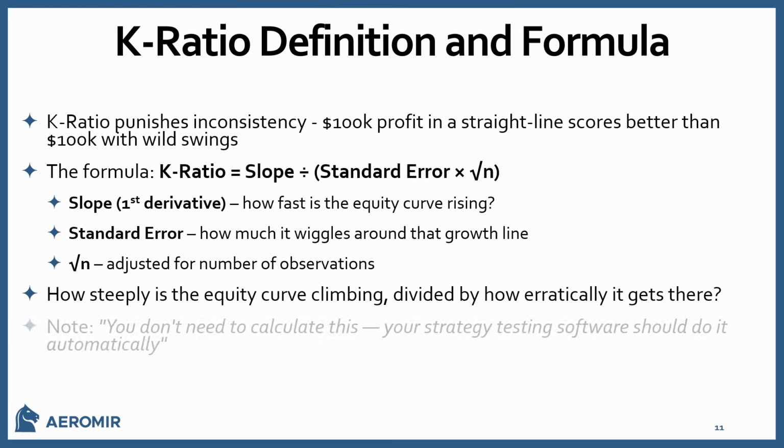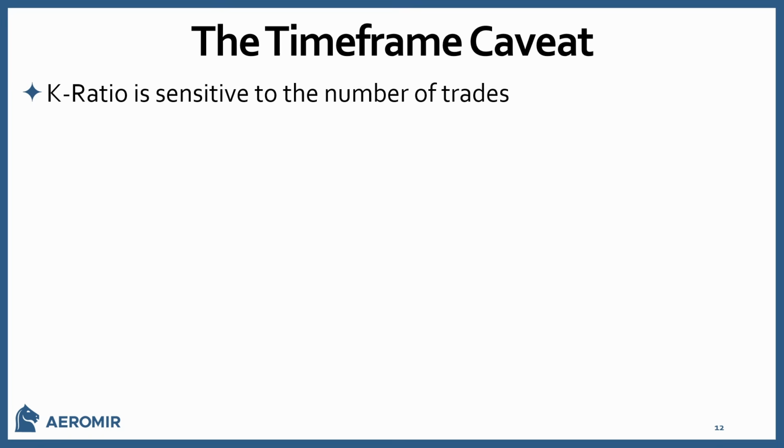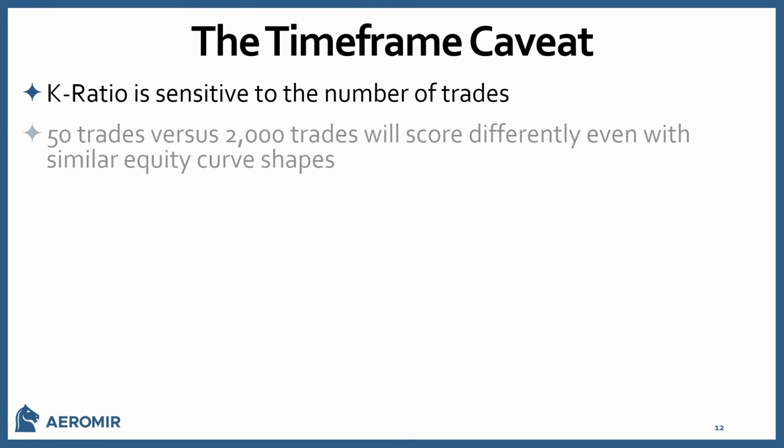That's the K ratio. And note, you don't need to calculate this. Your strategy testing software should do it for you automatically, and the tools I have at Aeromir automatically calculate the K ratio. So there is a time frame caveat. Remember, part of the formula is the square root of the number of trades, so it's sensitive to that. 50 trades versus 2,000 trades will score differently, even with similar equity curve shapes.